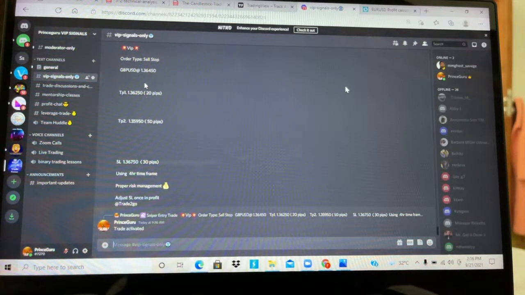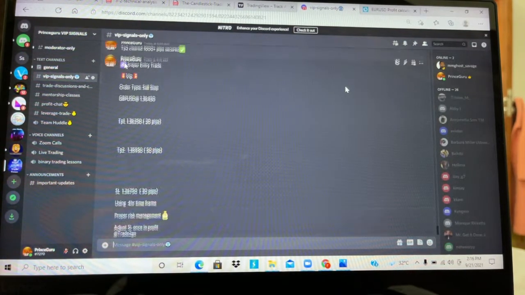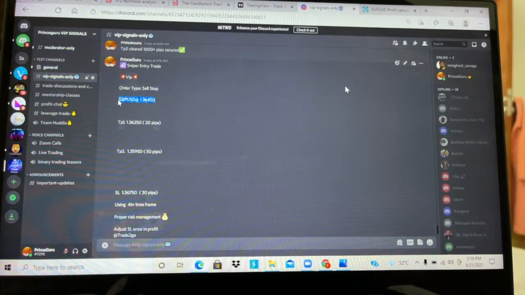Let's say, for example, this information here. We will be going through these for sure, not to worry. But the idea of this trade is to sell. This is our entry point.